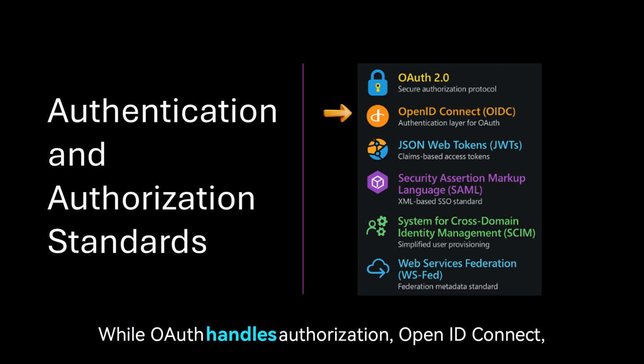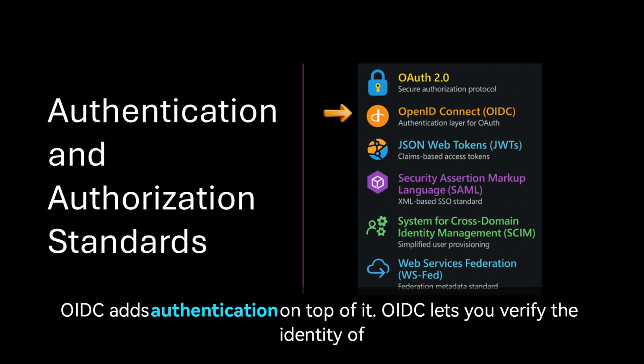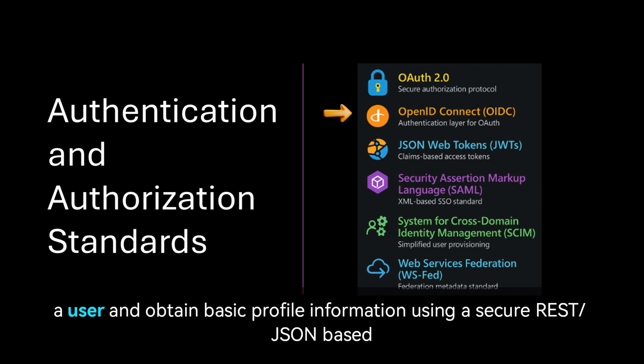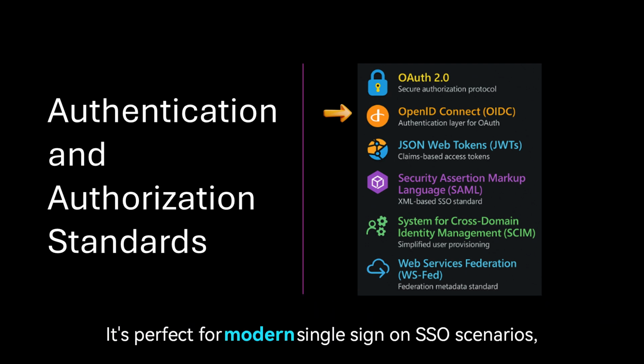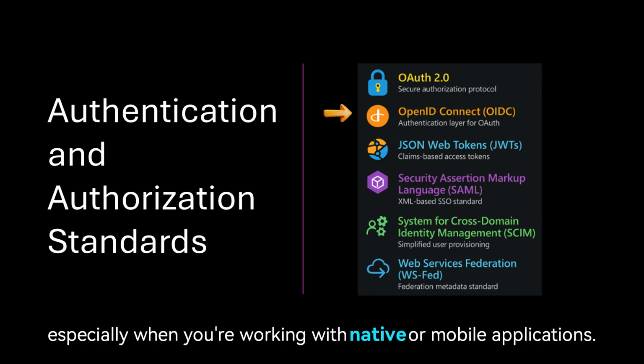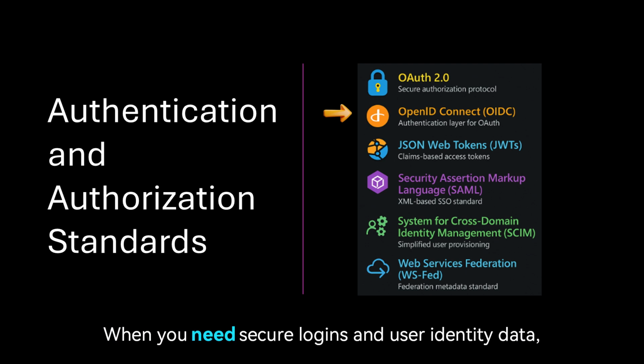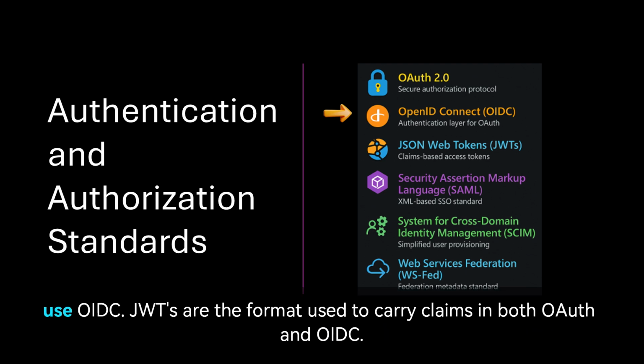While OAuth handles authorization, OpenID Connect, OIDC, adds authentication on top of it. OIDC lets you verify the identity of a user and obtain basic profile information using a secure REST/JSON-based protocol. Unlike SAML, which uses XML, OIDC is lightweight and mobile-friendly. It's perfect for modern single sign-on (SSO) scenarios, especially when you're working with native or mobile applications. When you need secure logins and user identity data, use OIDC.